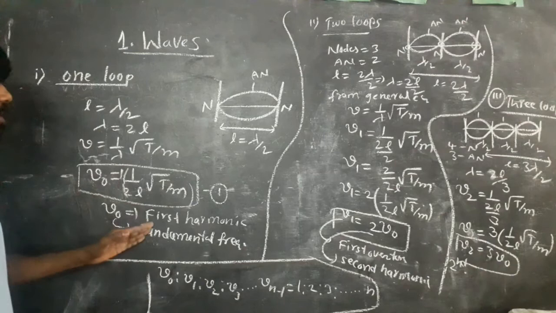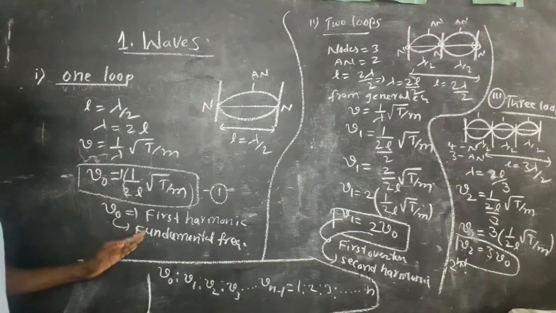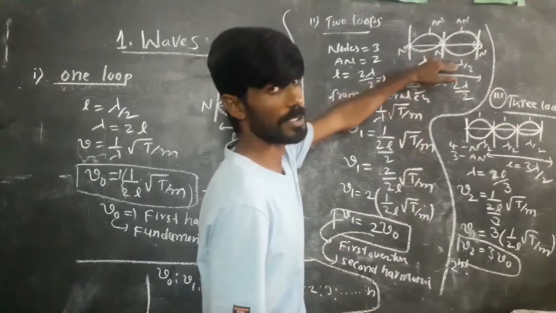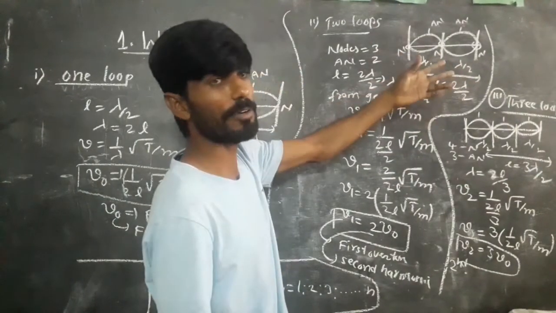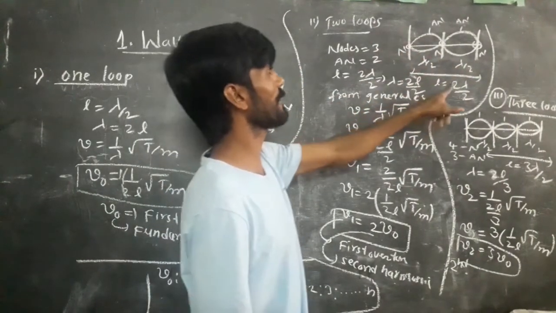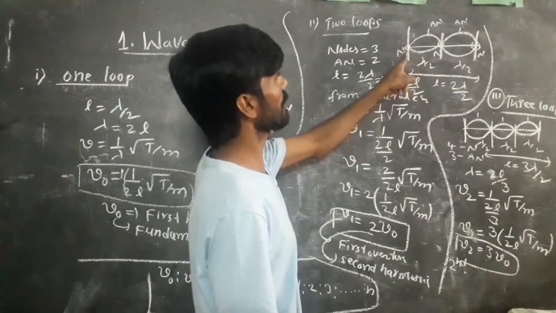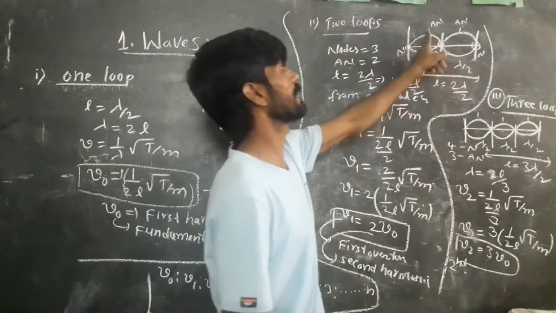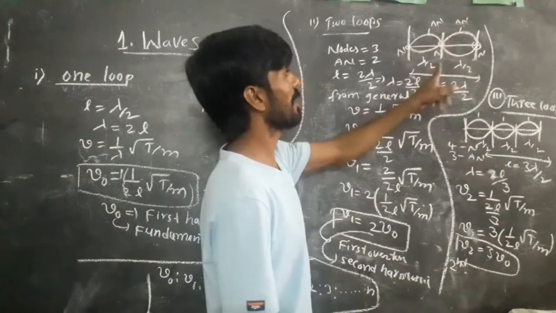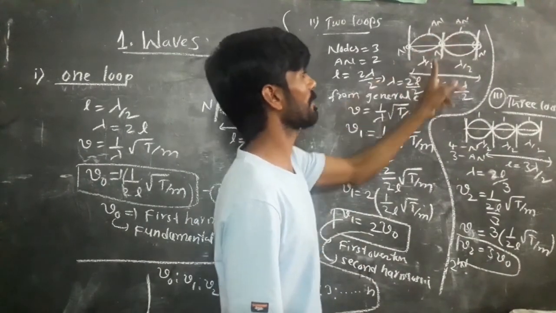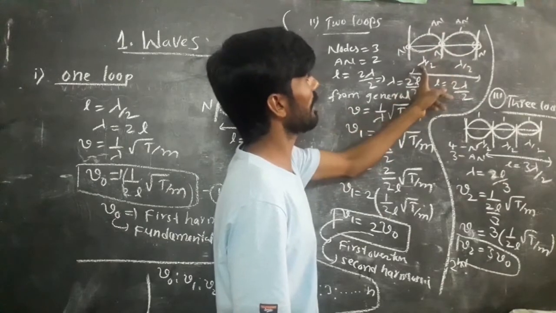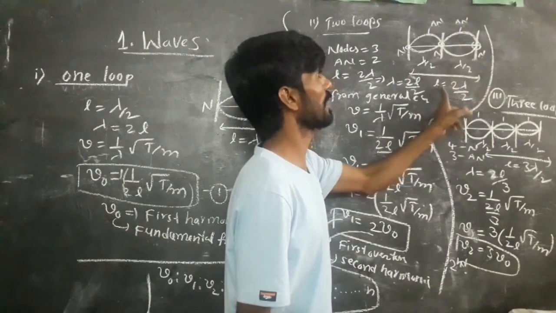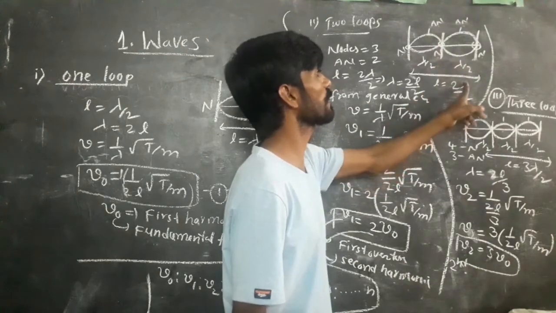So first harmonic or fundamental frequency. Now I am taking 2 loops. When a stationary wave forms in a stretched string with 2 loops, there are 3 nodes and 2 antinodes. Then the length of the stretched string: this is a node, lambda by 2, node, lambda by 2. So totally the length of the stretched string L is equal to 2 lambda by 2.